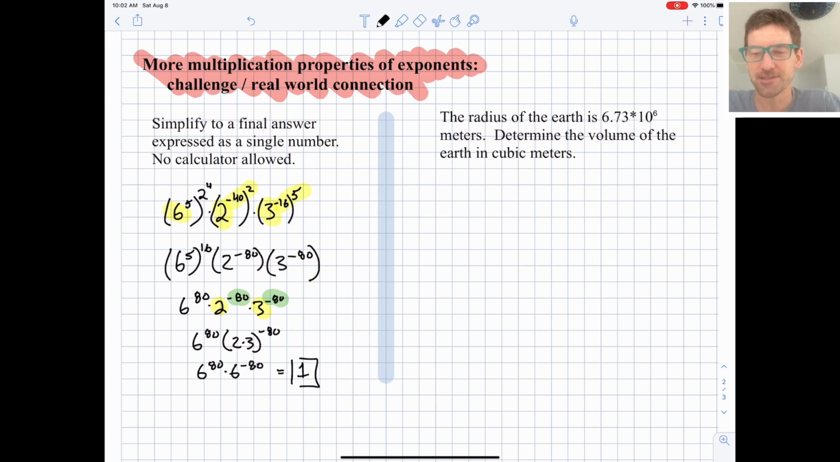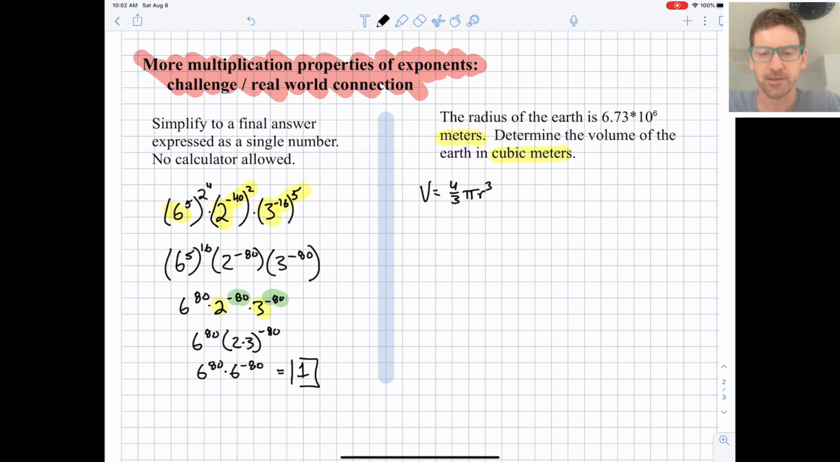All right, next one, the radius of the Earth. The radius of the Earth is 6.73 times 10 to the 6th meters. Okay, so that's about, 10 to the 6th is a million, so about 6 million meters, right? Determine the volume of the Earth in cubic meters. Okay, so it looks like we're all set for units. We want to just take a radius of meters and get a volume of cubic meters, so we don't have to do any sort of conversion. Maybe you remember that the volume of a sphere is 4/3 pi r cubed.